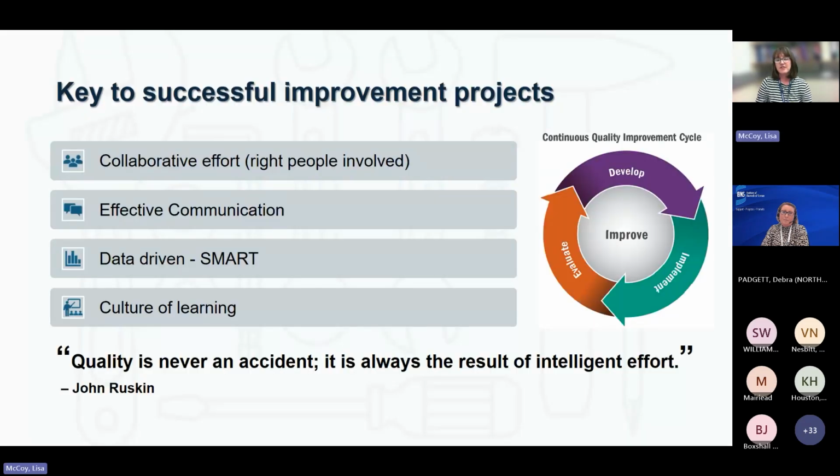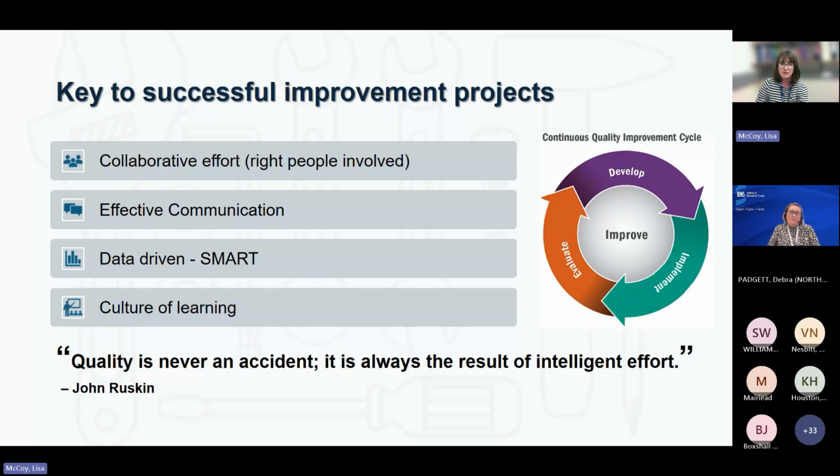Finally, I'd just like to say that the key to successful improvement projects is collaborative effort. You need to make sure that you have the right people involved: the staff who are testing the samples, reporting the samples, the clinical teams. Getting their input is really invaluable in all these processes. There needs to be effective communication amongst the team. And the project needs to be data driven. You need to have SMART targets. They need to be specific, measurable, achievable, relevant and time bound.